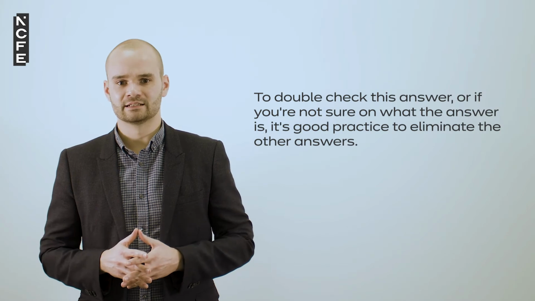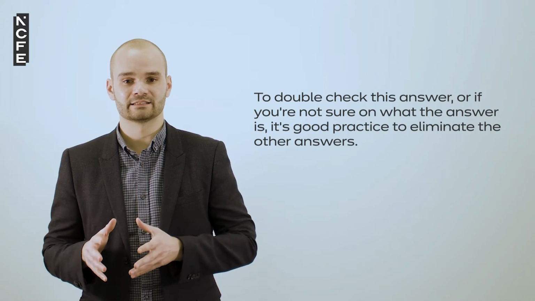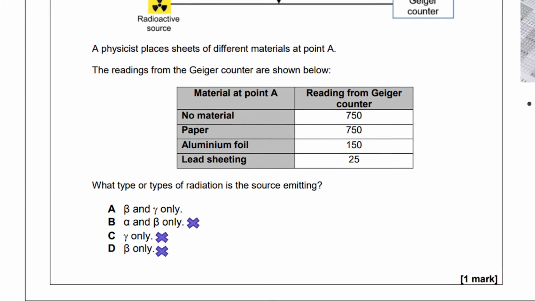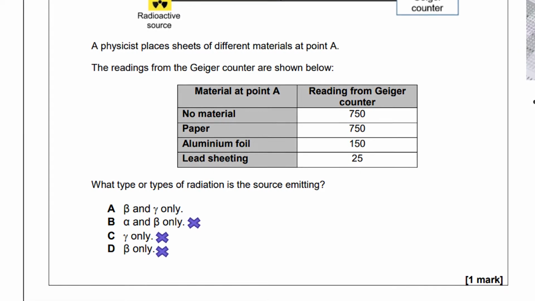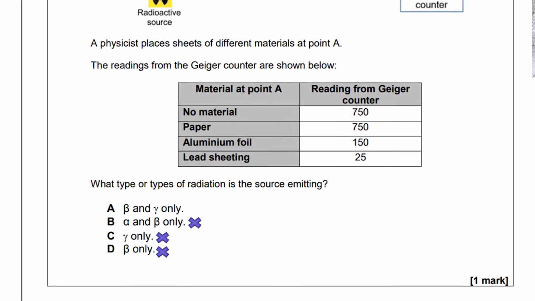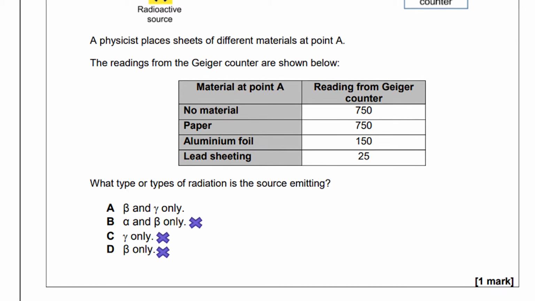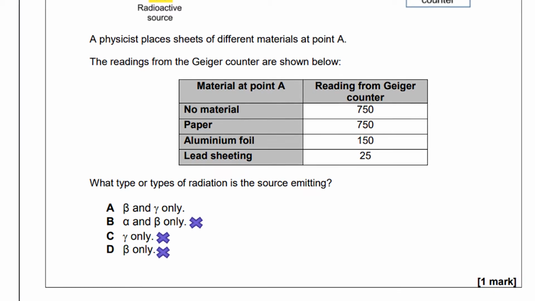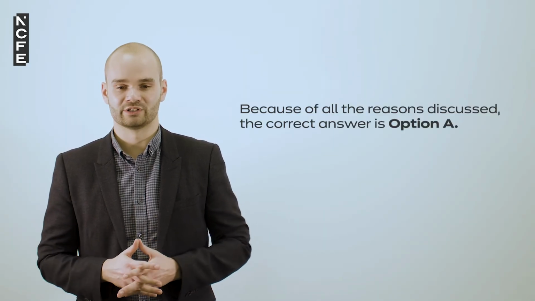To double check this answer, or if you're not sure on what the answer is, it's good practice to then eliminate the other answers. Option B is incorrect, as we know that alpha isn't present. Option C can be disregarded, as the amount of radiation detected dropped when using the aluminium foil. Therefore it cannot be gamma only. Option D, as there was still radiation detected when foil and when lead was placed at point A, this means it cannot be beta only. Therefore, now that 3 options have been confidently eliminated, the correct answer can be chosen, and because of all these reasons, the correct answer is option A.